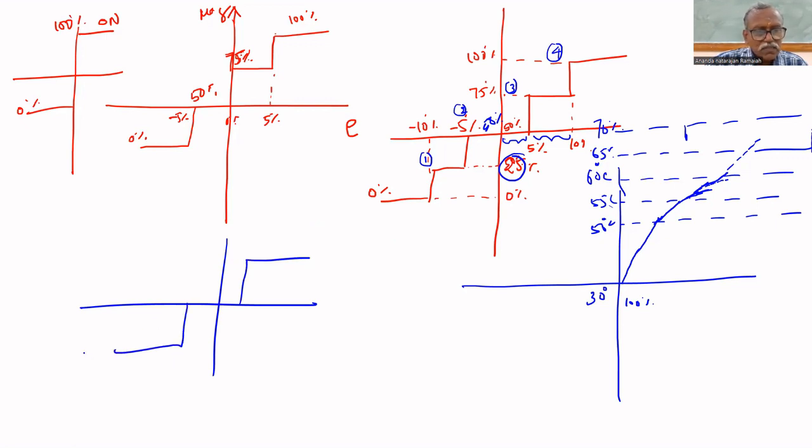3-point means this is 0, this is 100. So here we'll make it 50%: 0, 50, 100. If it is within the tolerance, we are giving 50%. Say the tolerance is plus or minus 2%. If it is within that 2%, we'll give 50%. This is a 3-point controller. This is a 4-point controller.